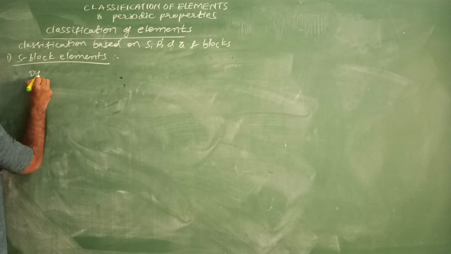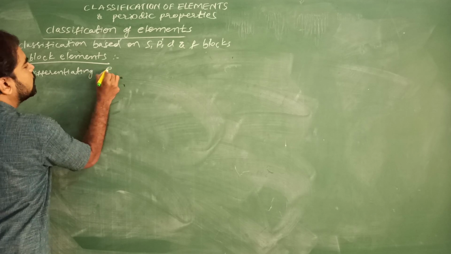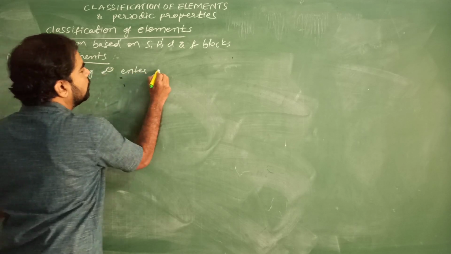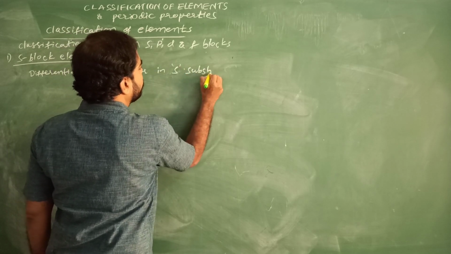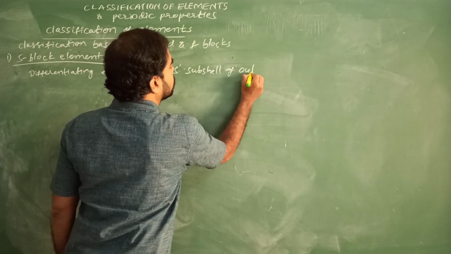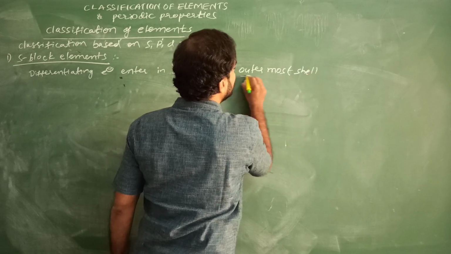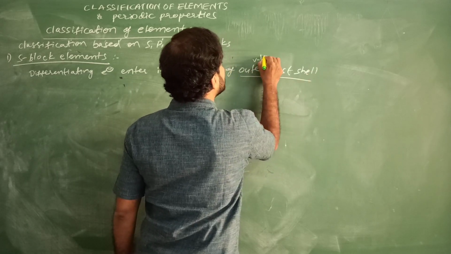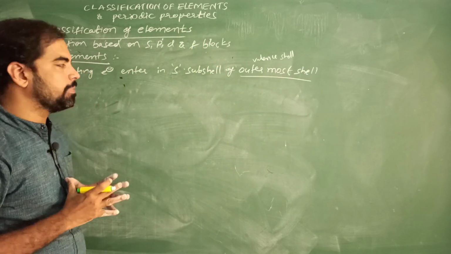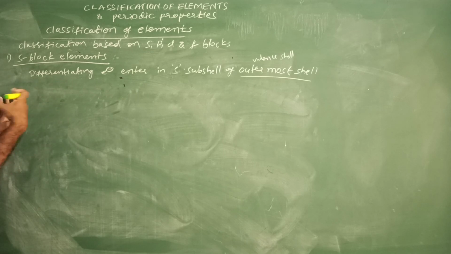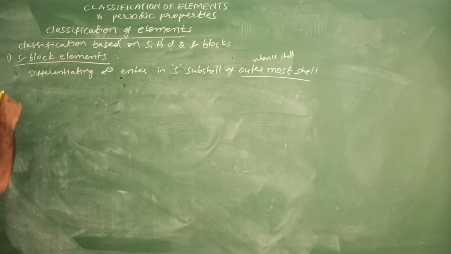Simply remember, differentiating electron enters in the S subshell of the outermost shell. Outermost shell means what? Valence shell. Valence shell, outermost shell, last shell, all have the same meaning. Differentiating means the newly entered electron in the S subshell of the outermost shell. That is called S block elements.